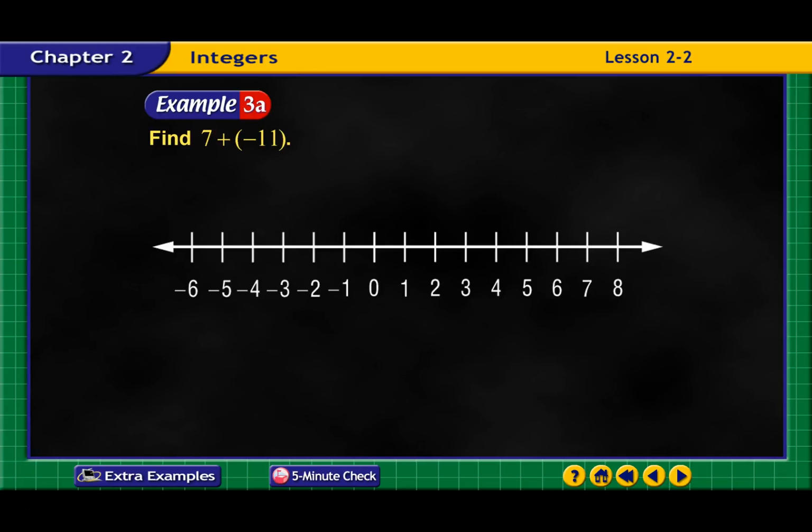Okay, so I'm a bigger fan of using a number line when it comes to these things if there's ever any question. So 7 plus a negative 11. So we start at 0 and we go over 7 spots to the right.